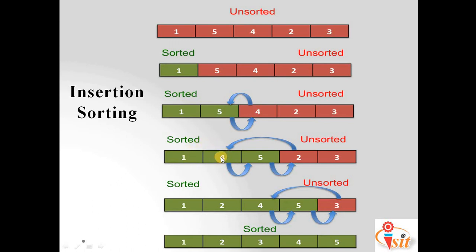So now 1, 4 and 5 are in sorted order and 2 and 3 are in unsorted order. From the unsorted order, now the 2 is going to be inserted into the sorted order. First, 2 is going to be compared with the 5. So 2 is less than 5, so we need to do the replace.